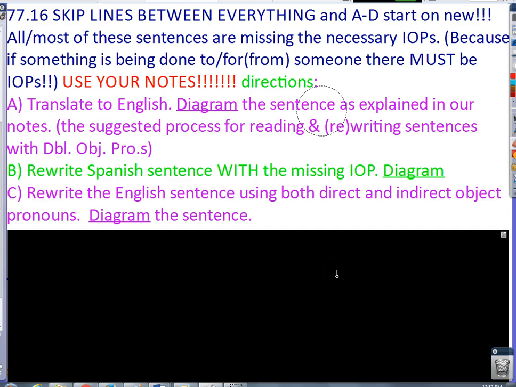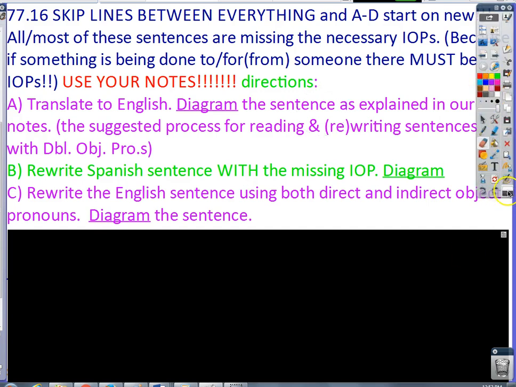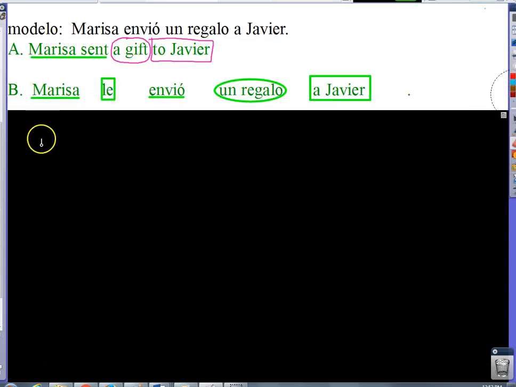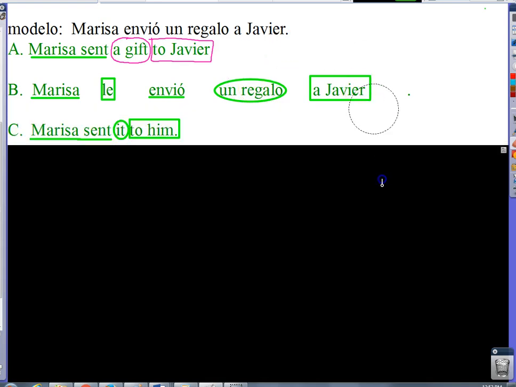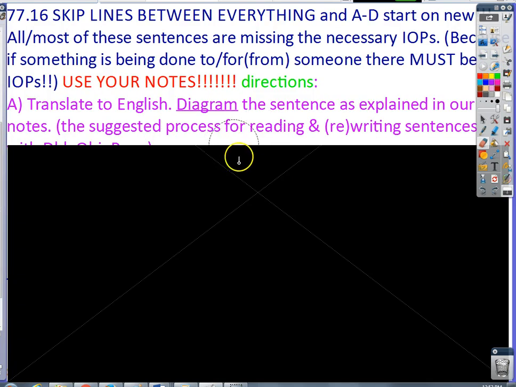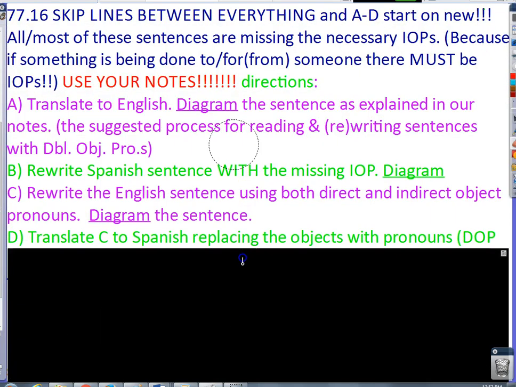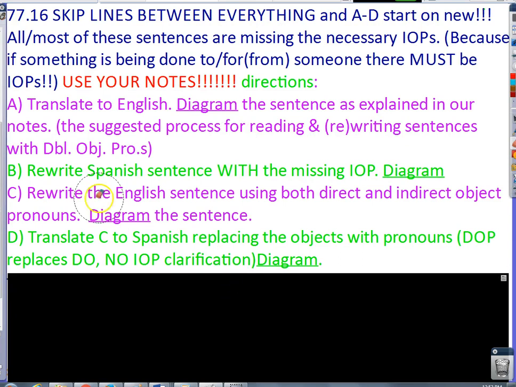And for my indirect object pronoun choices, in your notes it says your choices are to or for me, to or for you, to or for him, her, it, to or for us, to or for you guys, and to or for them. So if I were to rewrite my English sentence with pronouns, I would say Marissa sent not a gift, but it, not to Javier, but to him. Diagrammed. Step D says, translate C to Spanish, replacing the objects with pronouns.